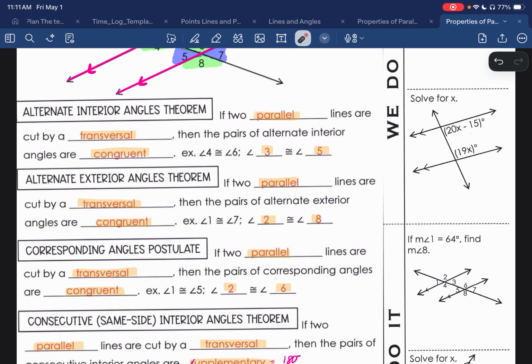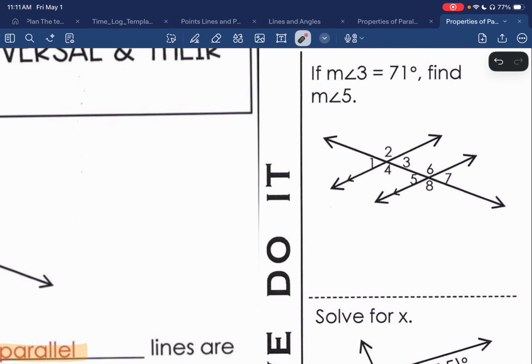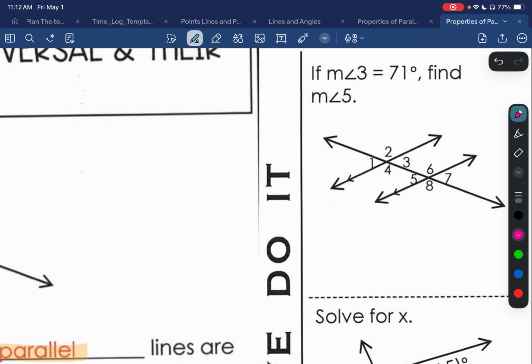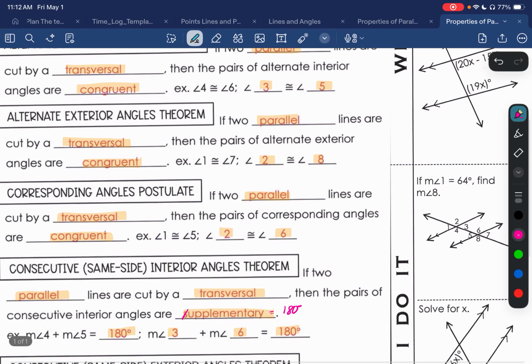All right, so let's answer a few of these questions and then get started. What does this one say? If the measurement of angle 3 is 71 degrees, put a 71 right there, find the measurement of angle 5. Well, what's the relationship between this here and this here? Those are what we call alternate interior, which means they're congruent. So angle 3 and angle 5 are congruent, which means angle 5 equals 71 degrees. Easy, right? This one right here, actually we'll come back to that. Let's see if we can find more before we start solving.